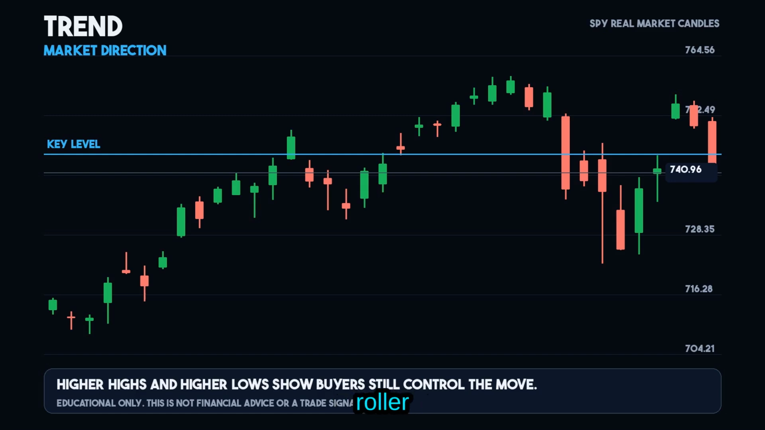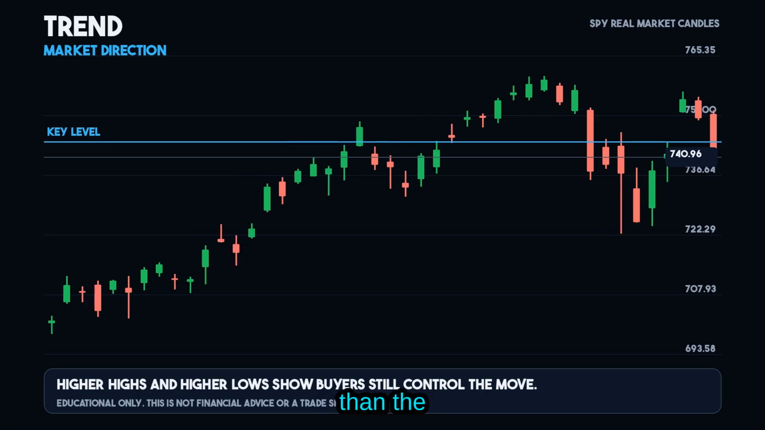Let's revisit the roller coaster analogy. Imagine you're riding the roller coaster with hills and dips. The highs are like the peaks of the hills, and the lows are like the bottom of the dips. As you ride the roller coaster, you notice that each peak is higher than the last one, and each dip is lower than the last one. That's basically what we mean by higher highs and lower lows.